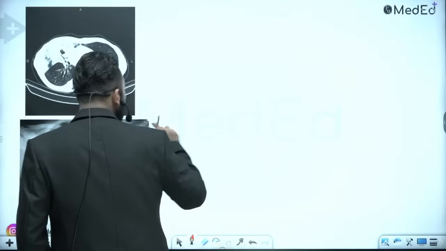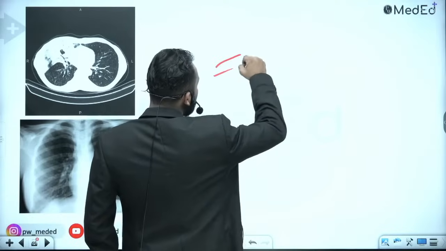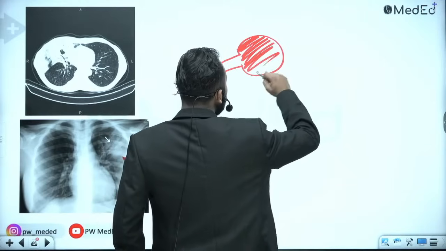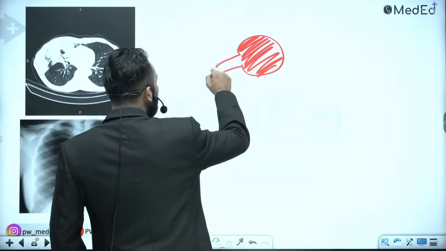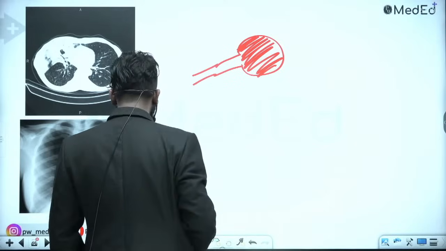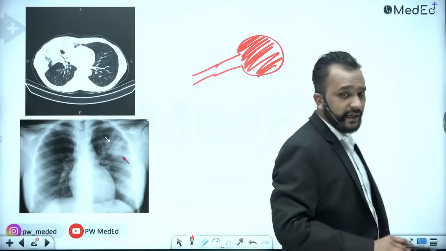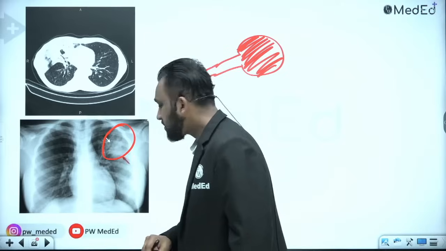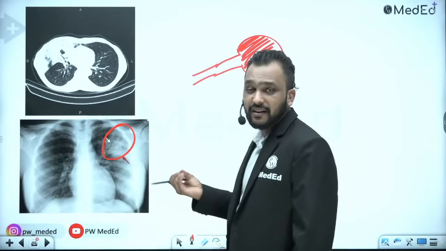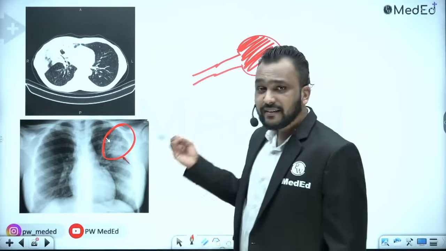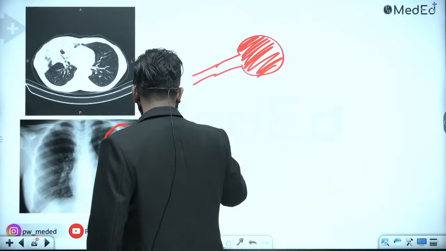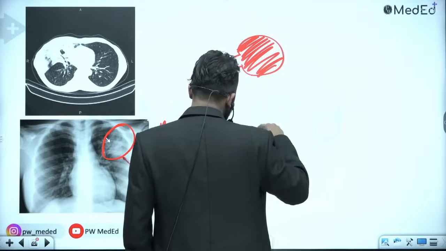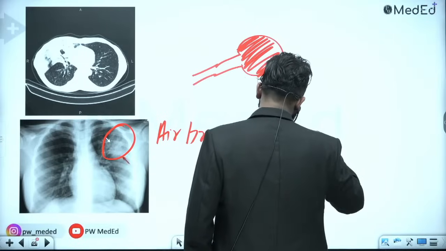So what happens in a case with consolidation? Your alveoli get filled with pus or fluid, but your bronchioles will be normal. So what you will get is an area of radiopacity, and within that area of radiopacity there will be some lucencies running through it, right? And this is known as air bronchogram sign.